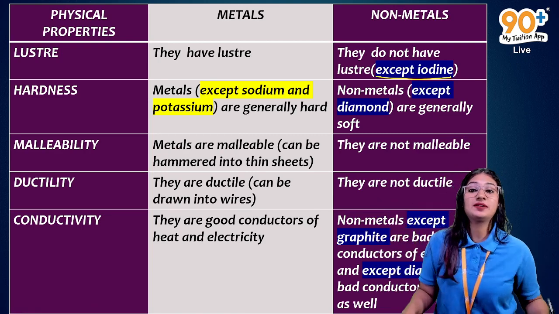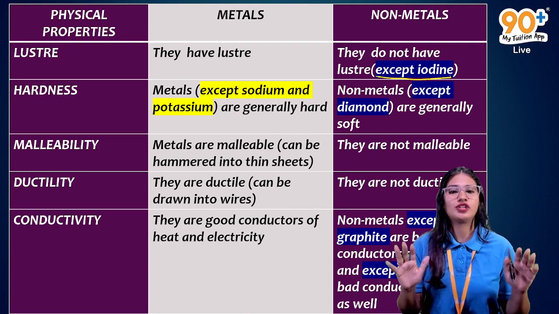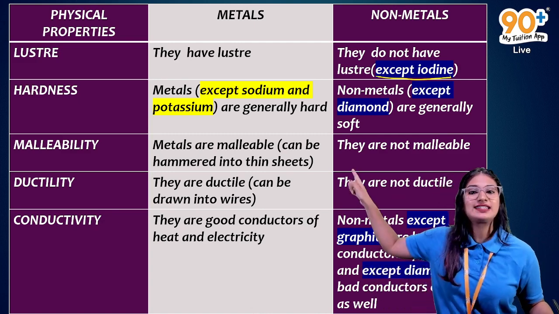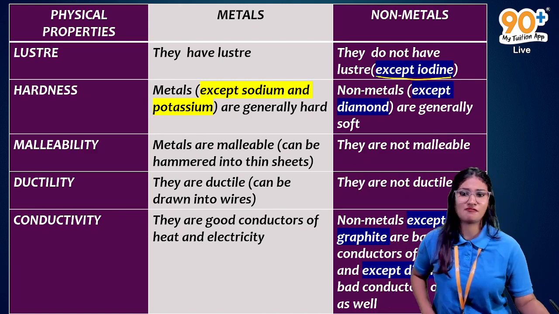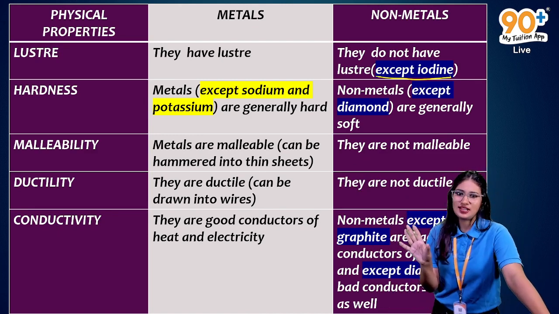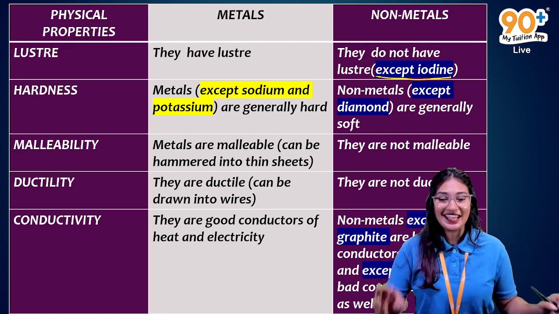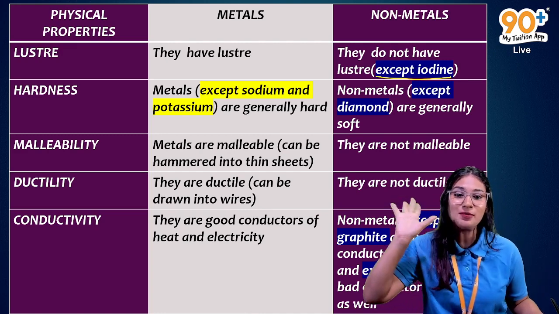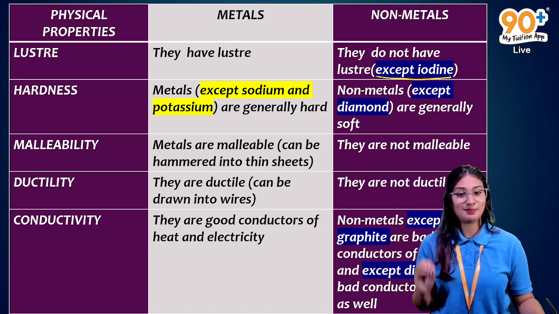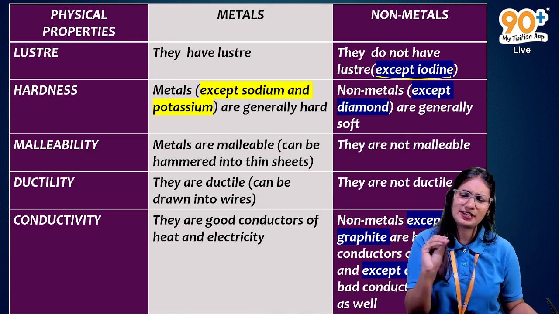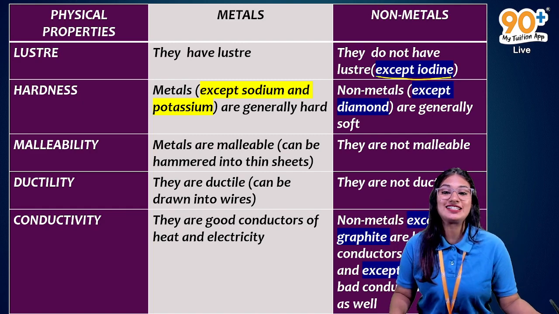The next property is hardness. Metals are generally hard. They are very hard, except sodium and potassium. Lithium is also a soft metal. We have some exceptions as well. Like every other case in chemistry, there will be exceptions, and maximum questions are asked on exceptions. Now what about non-metals? Non-metals are generally soft, not like metals. Metals are hard, but non-metals are soft.